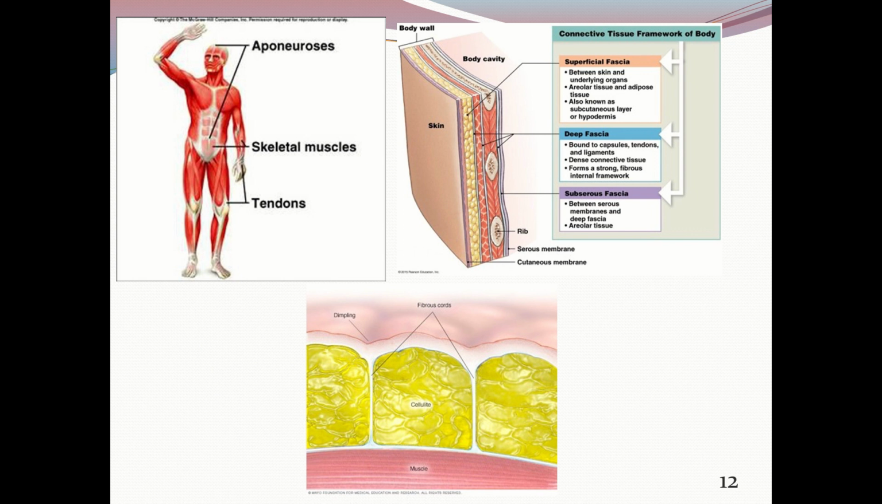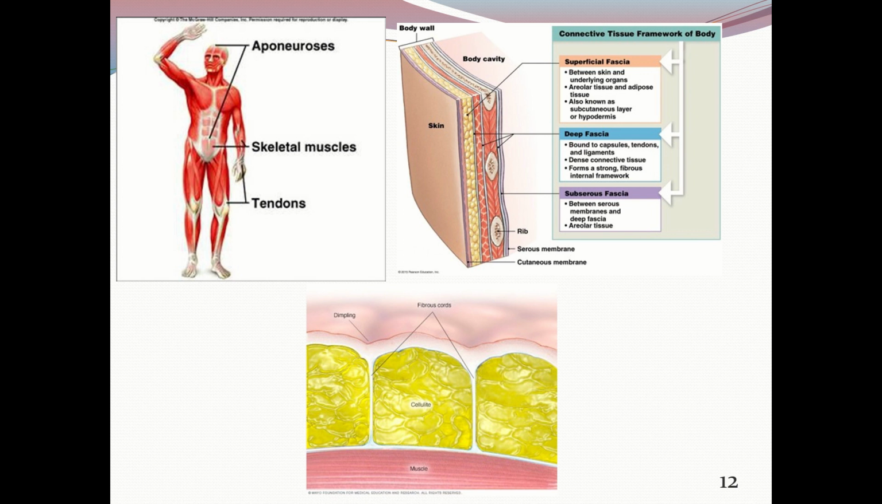This illustration shows the tendons as cord-like and the aponeurosis as sheet-like, seen on the upper left-hand side of this PowerPoint slide. And then on the upper right-hand side of the slide are the connective tissues, those superficial and deep fascia. So the superficial fascia, you can see, lies between the skin and the underlying organs and is primarily adipose tissue, and it's the subcutaneous layer or hypodermis.